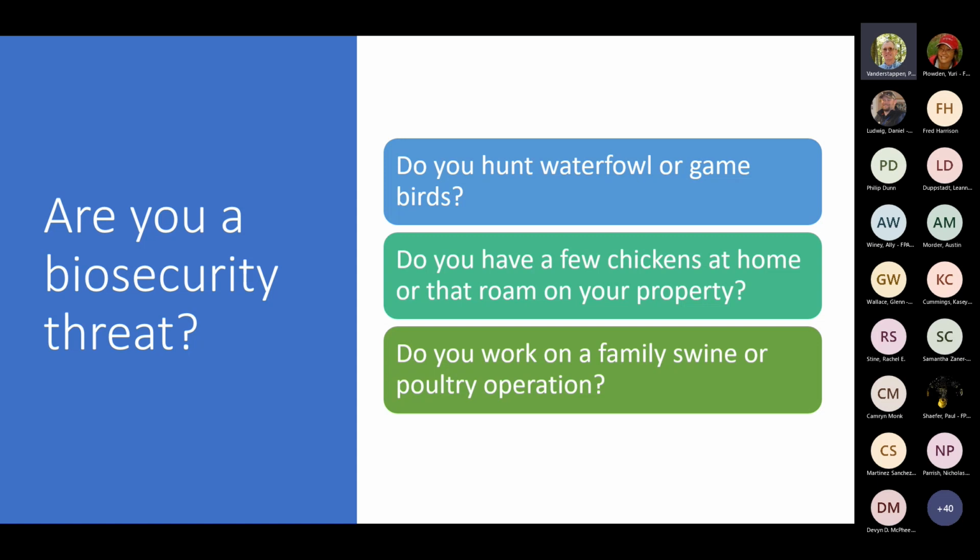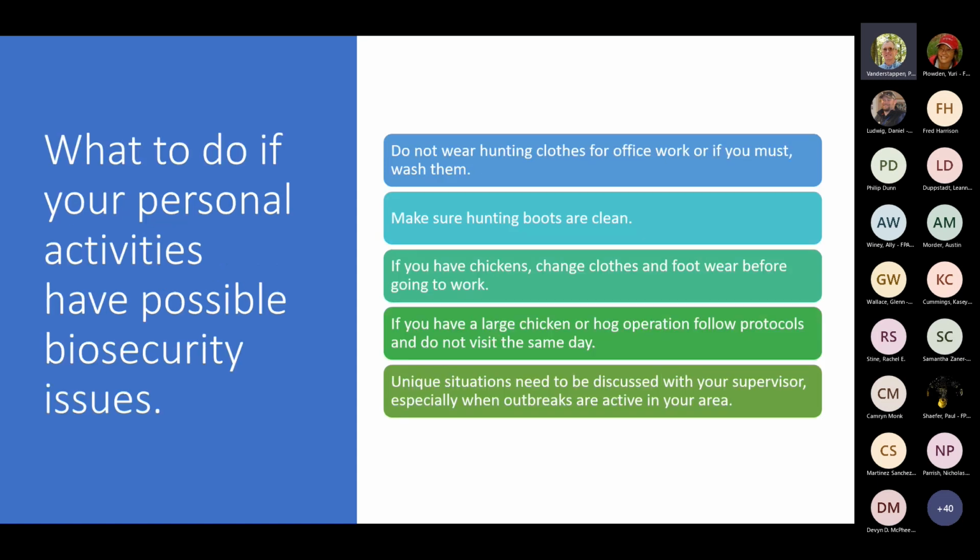And the last one is there may be a few of you out there who work for NRCS, a conservation district, or whoever, and you happen to have come from a swine operation or a poultry operation, and you work there on the weekends. If you are any of these folks, you need to take some special extra precautions, because you might be a biosecurity threat yourself.